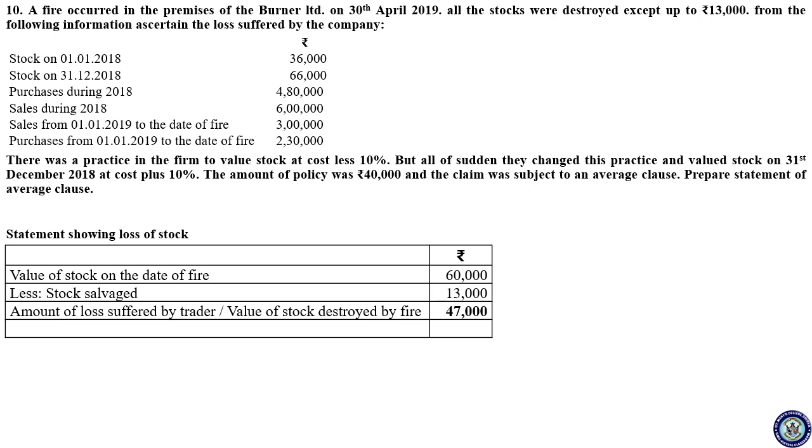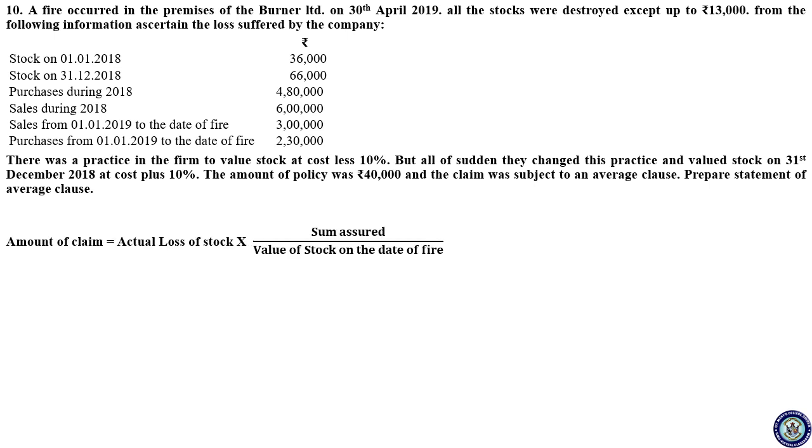So the amount of loss suffered by the trader, or the company, okay, here it is limited, so you make it as a company, or you can write value of stock destroyed by fire, 47,000. Okay, so next, if there is average clause, you have one more step. Otherwise you have to stop till here. If there is average clause, there is one more step, that is you have to calculate what is the amount of claim.